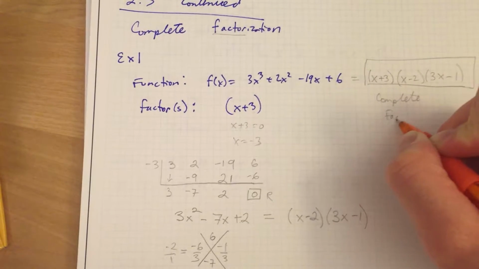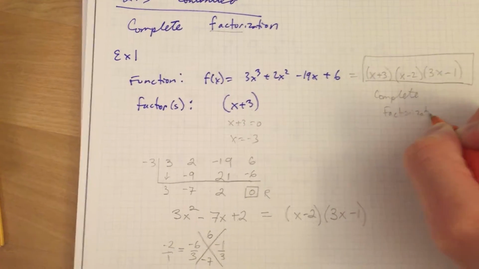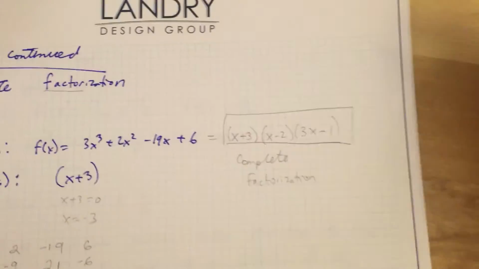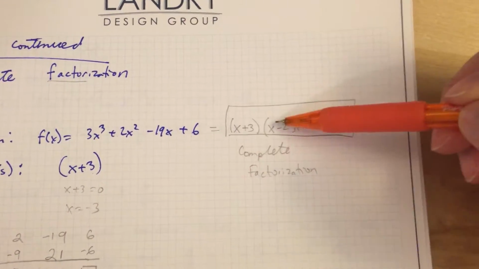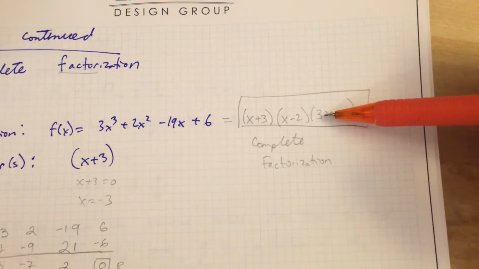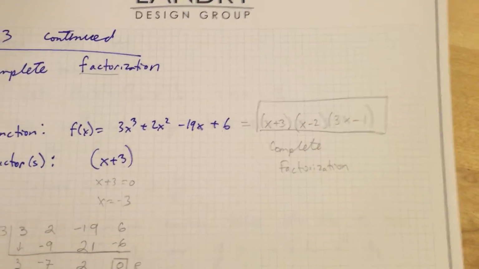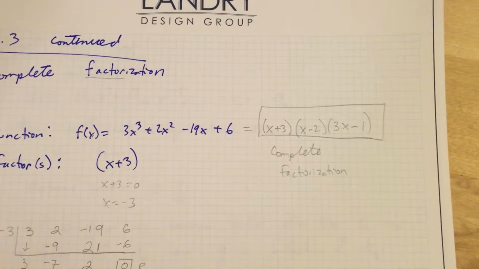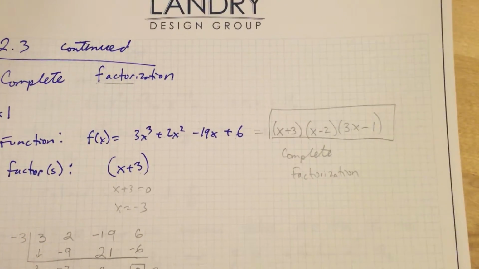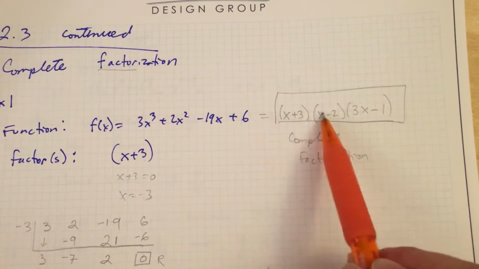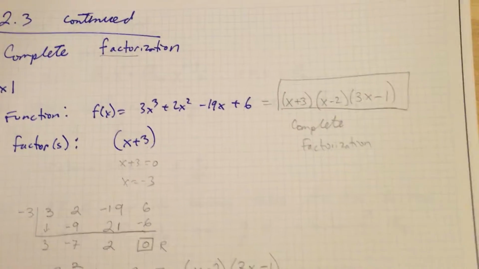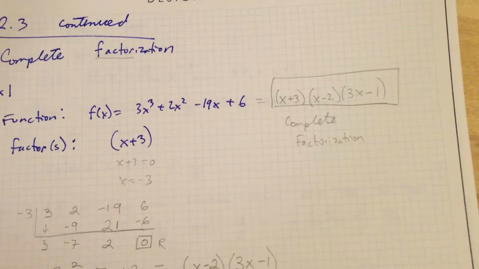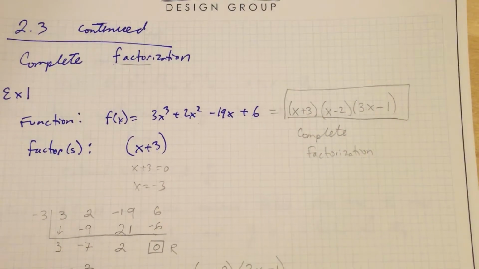Complete factorization for this problem. So again, notice no exponents attached to your x. You do have a coefficient in front of your x, which is fine. We can leave that there. Okay, and again, if I multiply these binomials together, I will get that trinomial. So if you ever see the words complete factorization in your homework, that's what it's looking for.